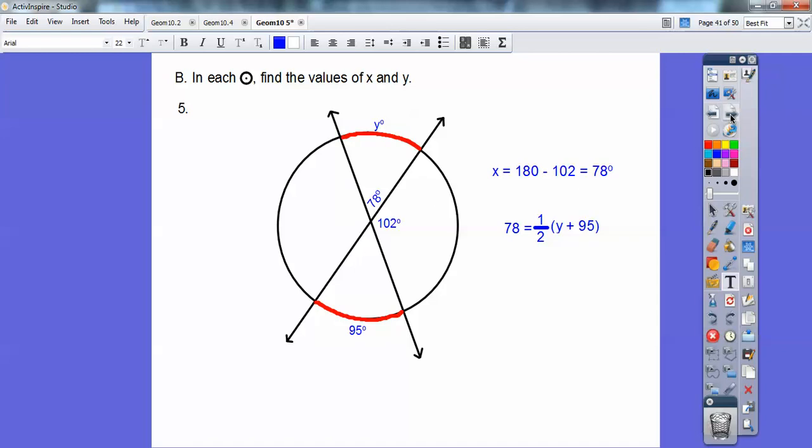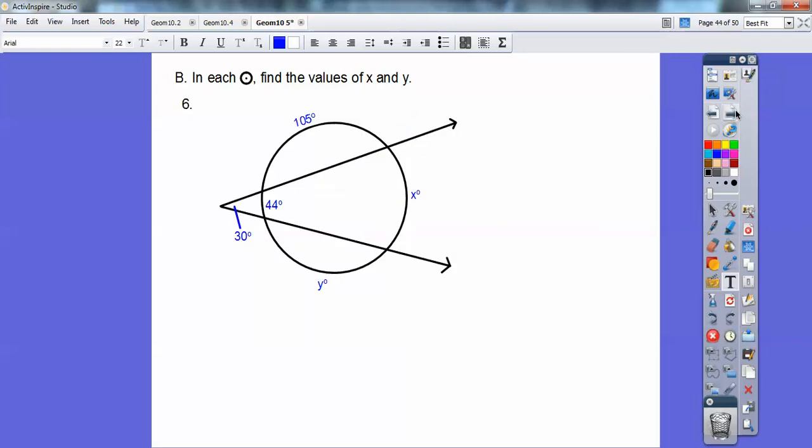And then that 78 is half the sum of its intercepted arcs, this y plus 95. I don't know if that's the center or not. Nobody told me it's the center, so I have to use this principle right here and add them together. So multiply both sides by 2 to get rid of that half. 78 times 2 is 156, and I got rid of that half, and then subtract 95 from both sides, you get 61. I think I have one or two more of these problems here.